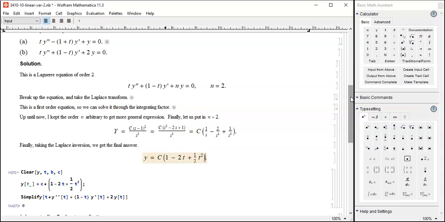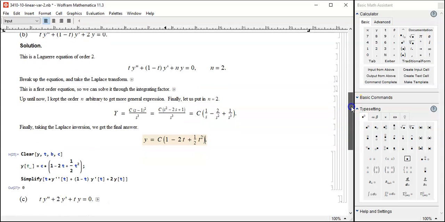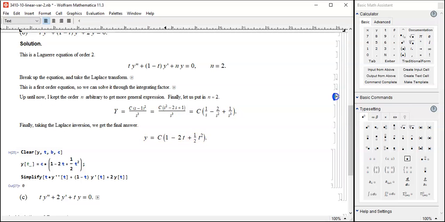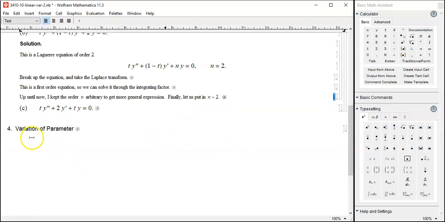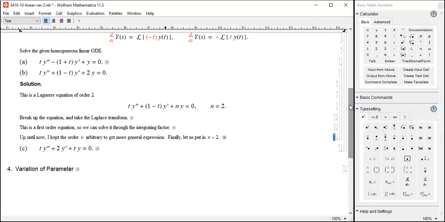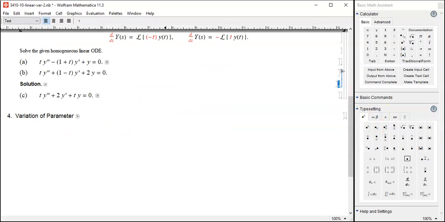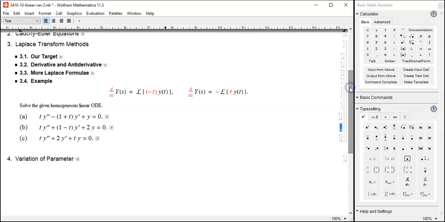Now, how do you find the second solution if you need a general solution? That's something we're going to do in section 4. At this moment, we'll have to just give up with just one solution. We'll have to just contend with the first solution here.